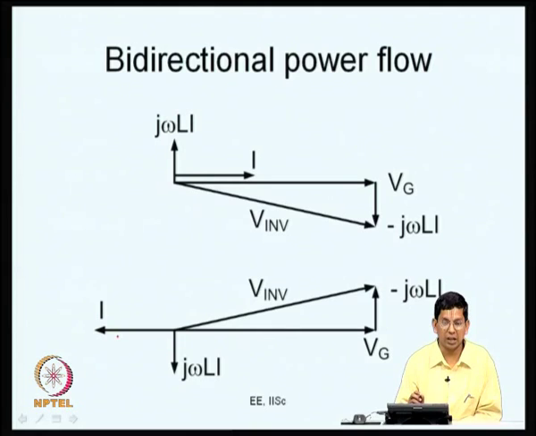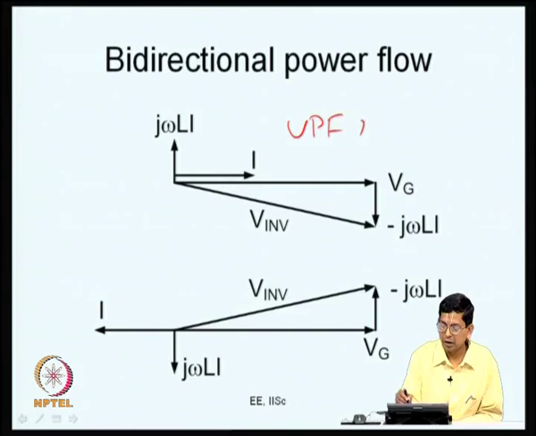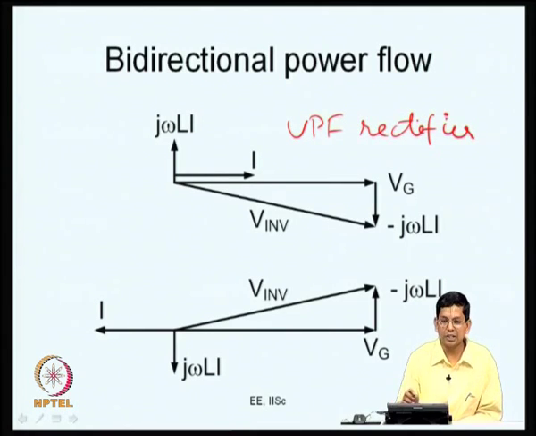Let us say you have a photovoltaic cell where some DC voltage is available and that has to be pumped back into the mains. So, what you do is you now control your current such that the current is at an angle of 180 degrees with respect to the grid voltage. So, it is j omega L here, you subtract it here, your inverter voltage is now on this side. So, this is a case of a unity power factor rectifier. What you are doing is converting AC to DC and power flows from the AC side to the DC side, and the power is being drawn at unity power factor.